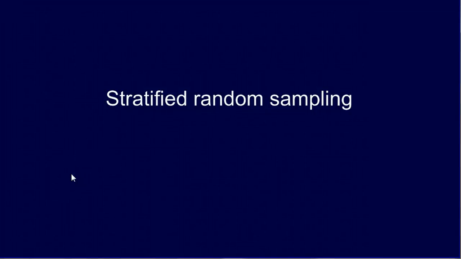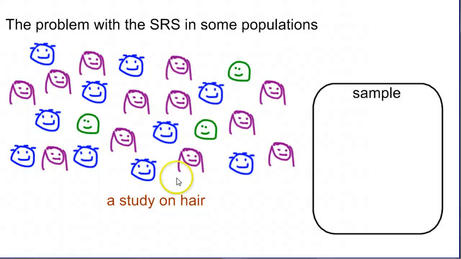We're going to look at a modification of the simple random sample called stratified random sampling. Imagine you have a population like this here, and you're doing a study on hair. You've got a bunch of guys with hair, a bunch of girls with hair, and then a few bald folks. And we'll say for our sake that these are guys in this case.